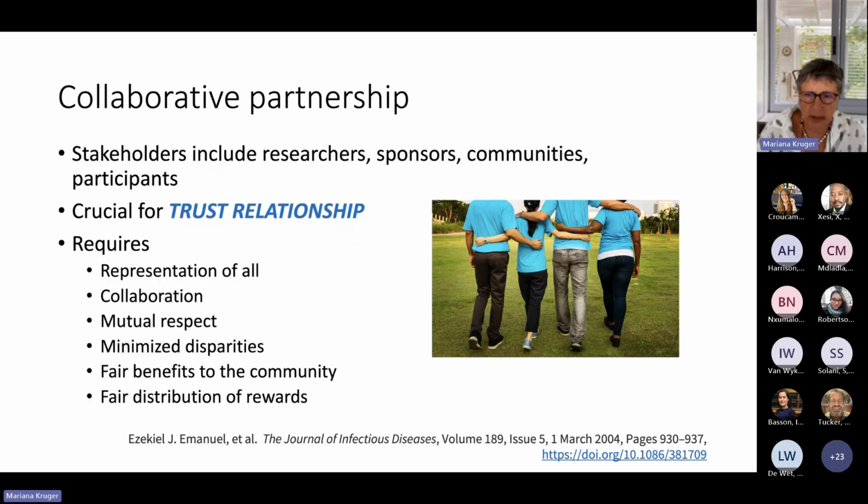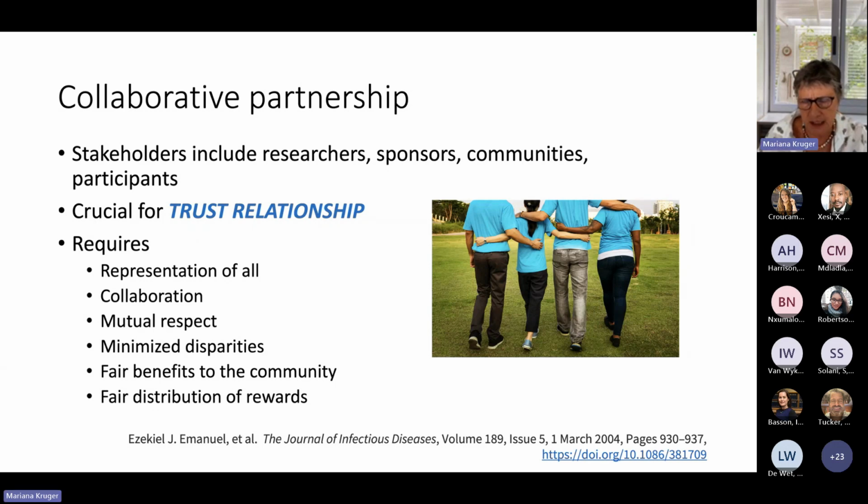So then coming back a little bit to the collaborative partnerships, now this is really where we need to identify the potential stakeholders in the particular research project, and that can include the researchers, the sponsors, the local communities, and then the participants themselves. And it's very important that this collaborative partnership is established and respected and fostered, because it is very important for us to always have the public's trust.